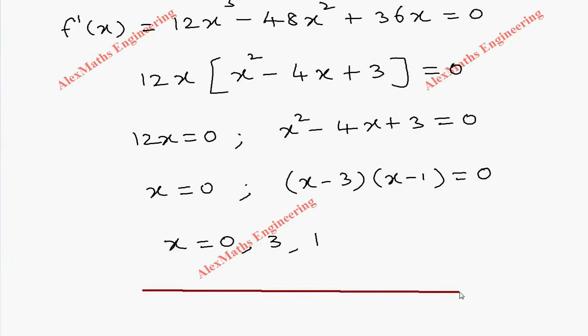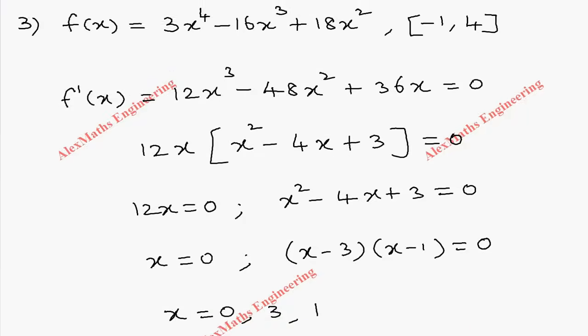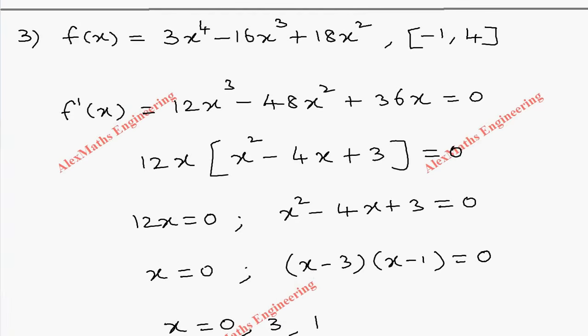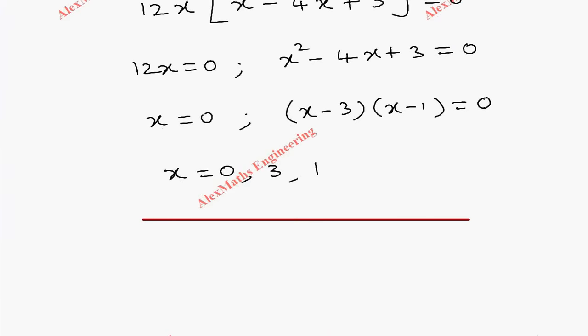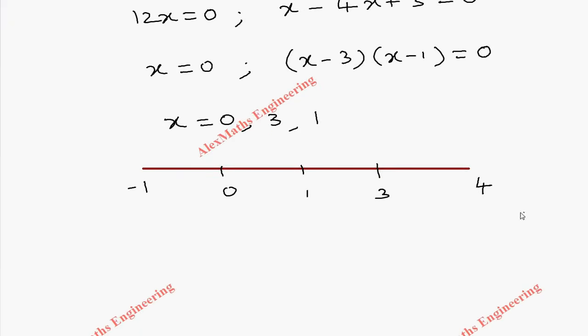Next step, we have to take a number line using the given closed interval minus 1 comma 4. So in both the extremes we have minus 1 and 4. In between we have 0, 1 and 3. So 0 here, 1 here and 3. Now for all these values we have to find the f of x value. Let's copy the f of x once again.